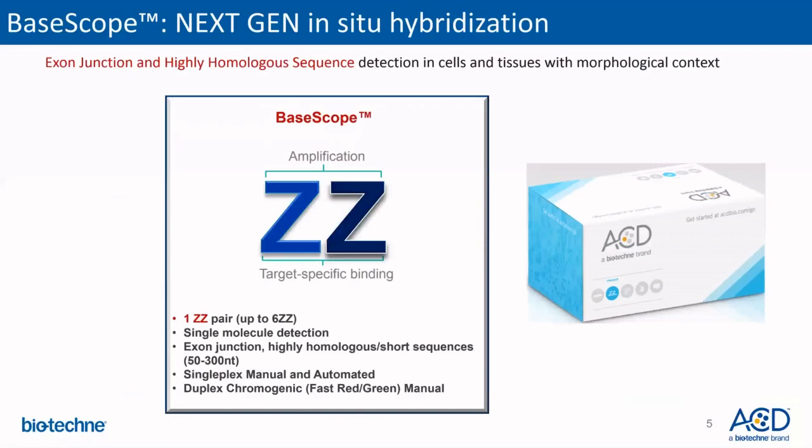To begin with, BaseScope assay is a unique product from ACD, which is based on the same proven and established RNAscope technology. It's a powerful assay that utilizes the ZZ probe design, which can vary from 1 to 6 ZZ. It provides single molecular detection and is very effectively used for detection of exon junctions and short target sequences. The BaseScope assay is currently already available as a single-plex assay on manual and automated platforms. Today, we are launching the BaseScope Duplex Assay as a manual assay.